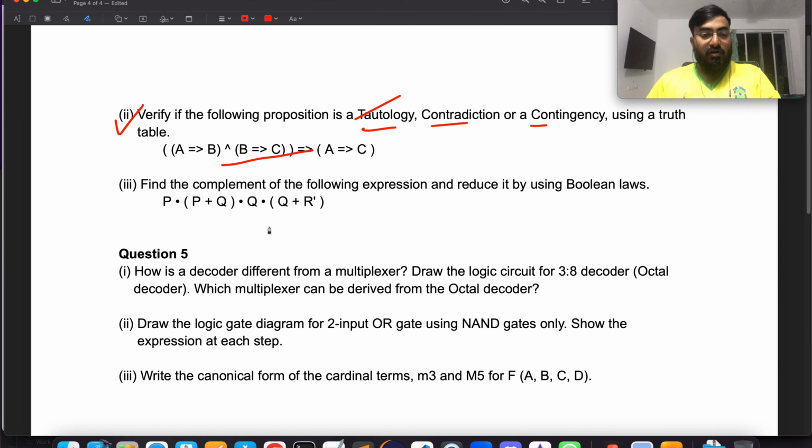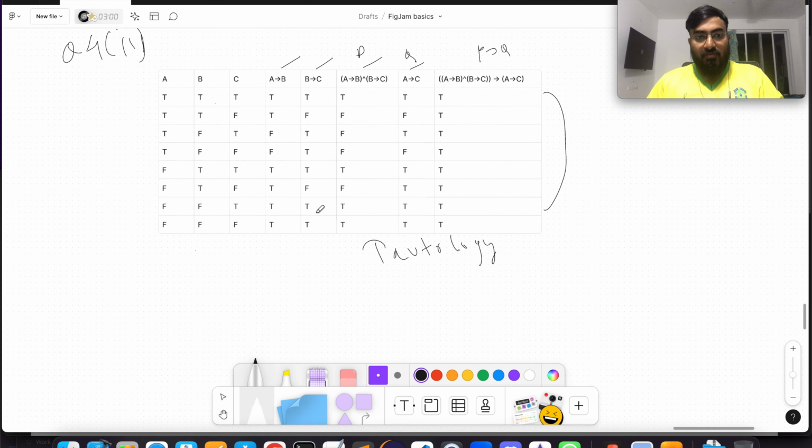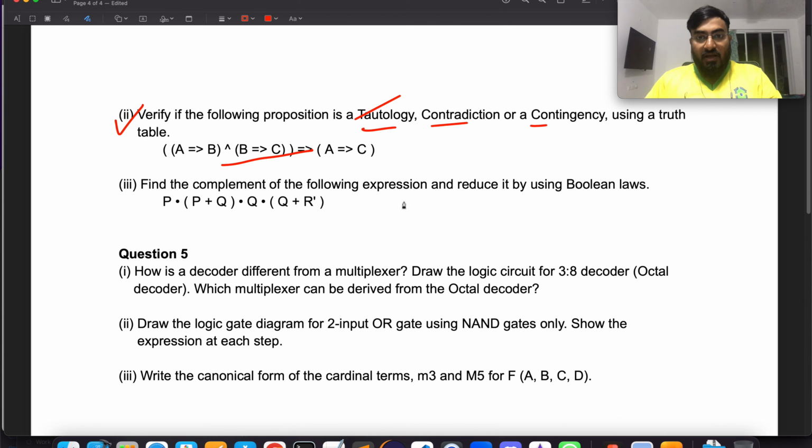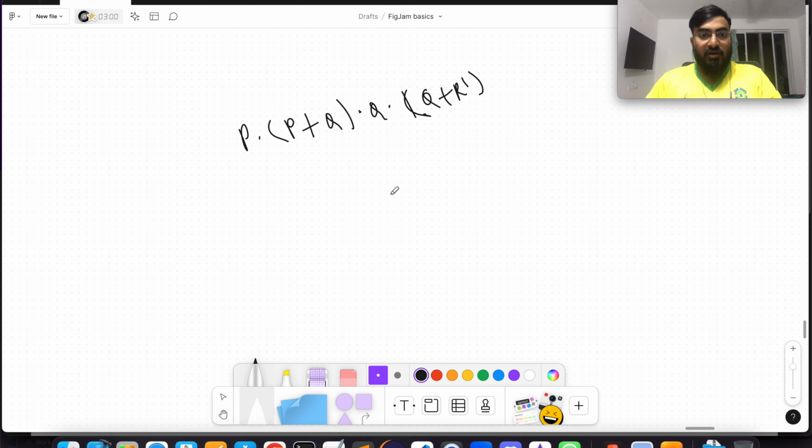Moving on, find the complement of p dot (p plus q) dot (q plus r bar). So I have to find the complement, and you have to reduce it by Boolean laws. I have to find the whole complement of this thing. I'm going to consider this as a and this as b. So (a dot b) whole bar is going to be a bar plus b bar.